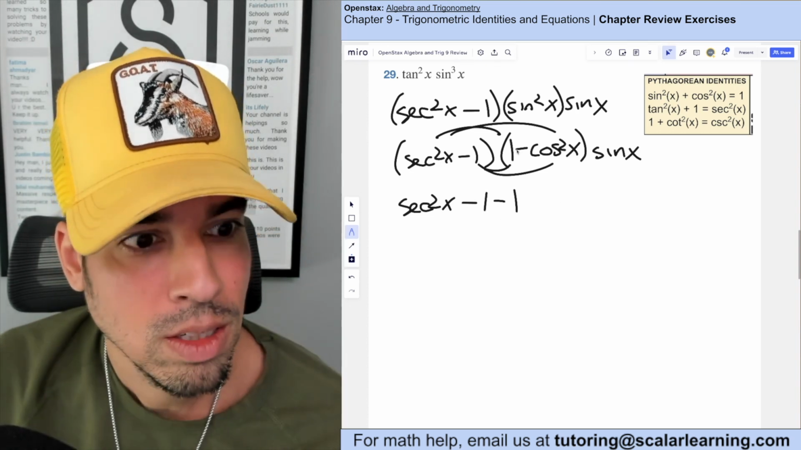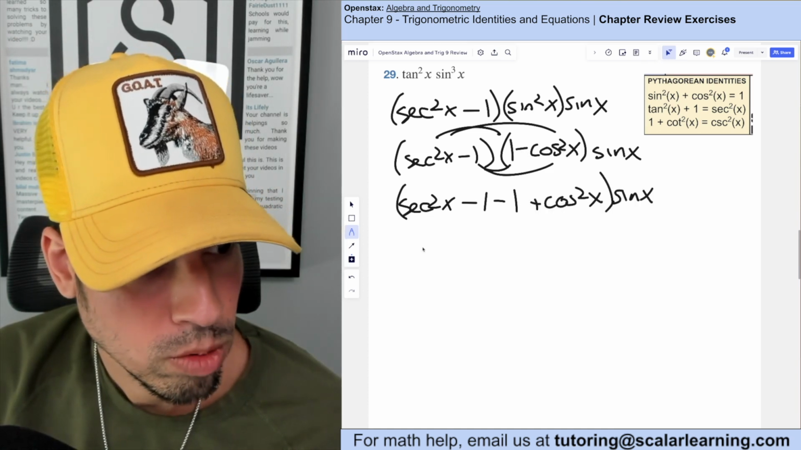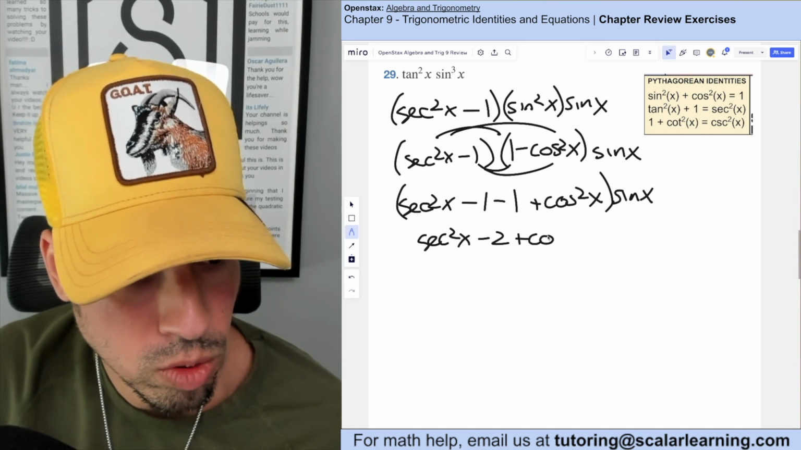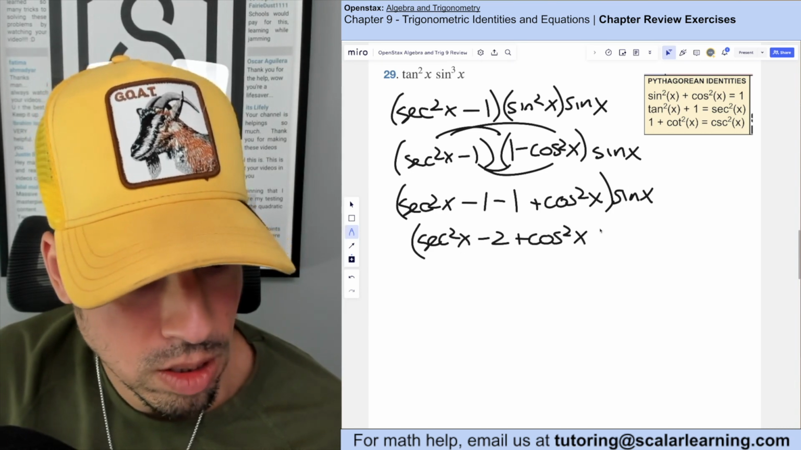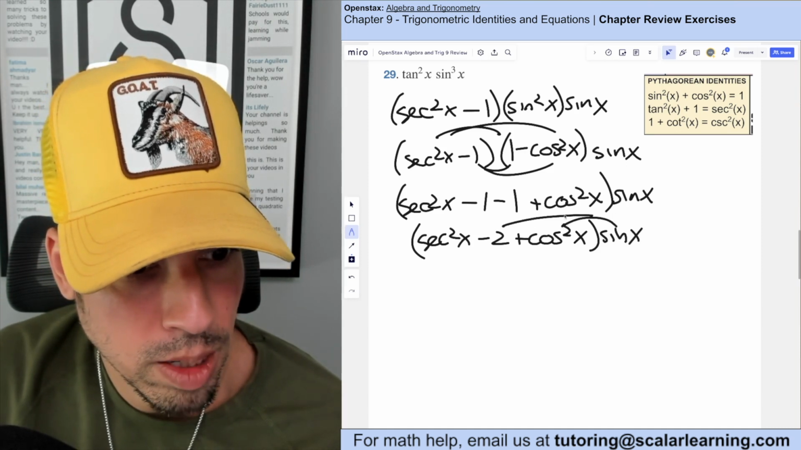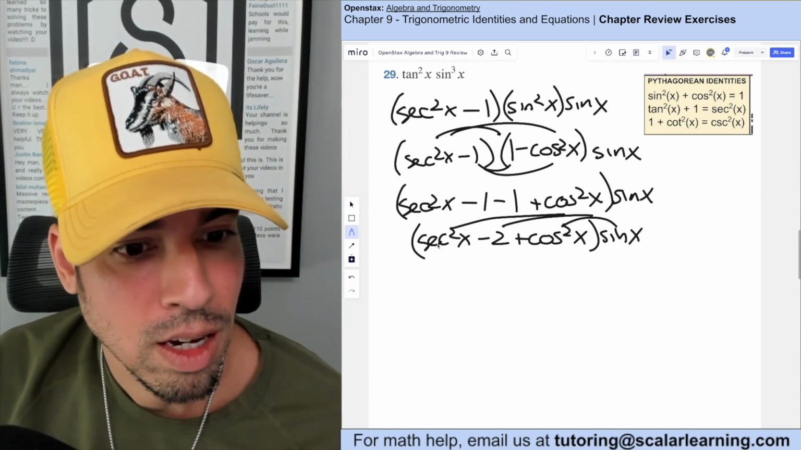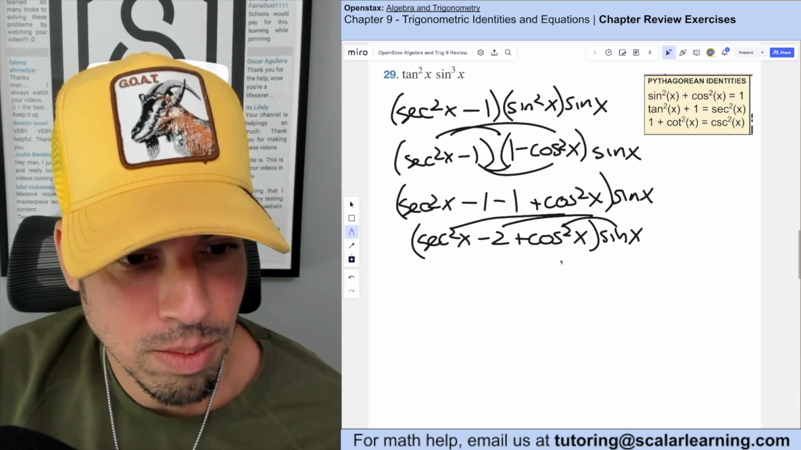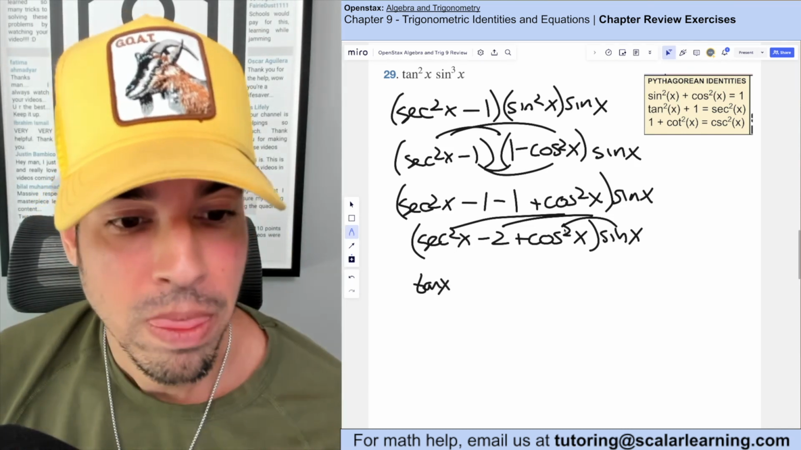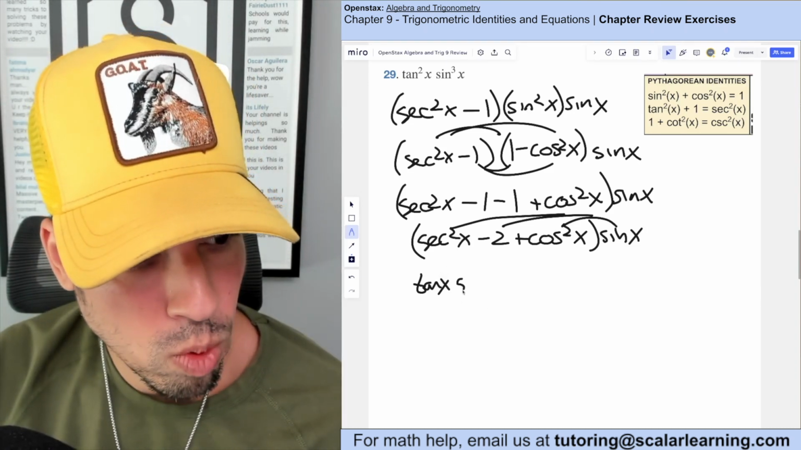Then -1 times negative cosine squared is positive cosine squared. So now we're going to combine like terms, and we got secant squared x minus 2 plus cosine squared x all times sine of x. All right. Now as we distribute the sine, boom, boom, and boom, secant times sine. Remember that a single secant times sine gives us a tangent of x, because secant is 1 over cosine. So sine times 1 over cosine, it's sine over cosine, which is tangent. And then we have 1 secant left over.